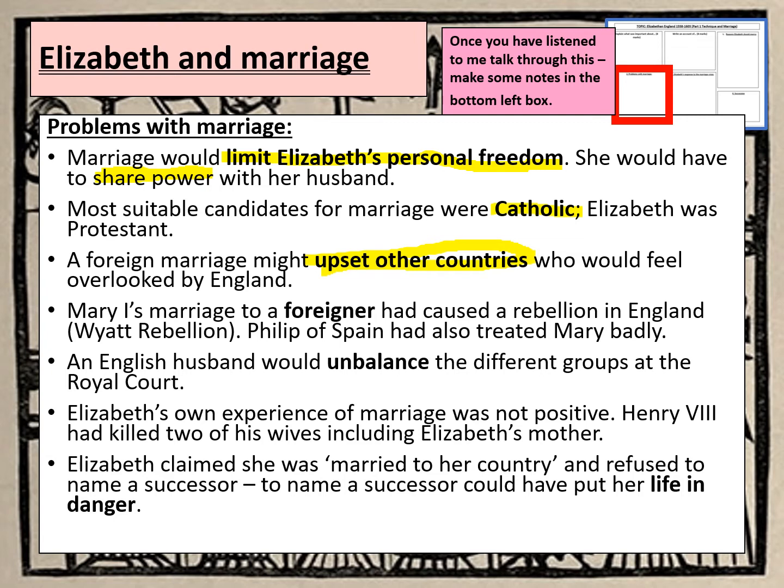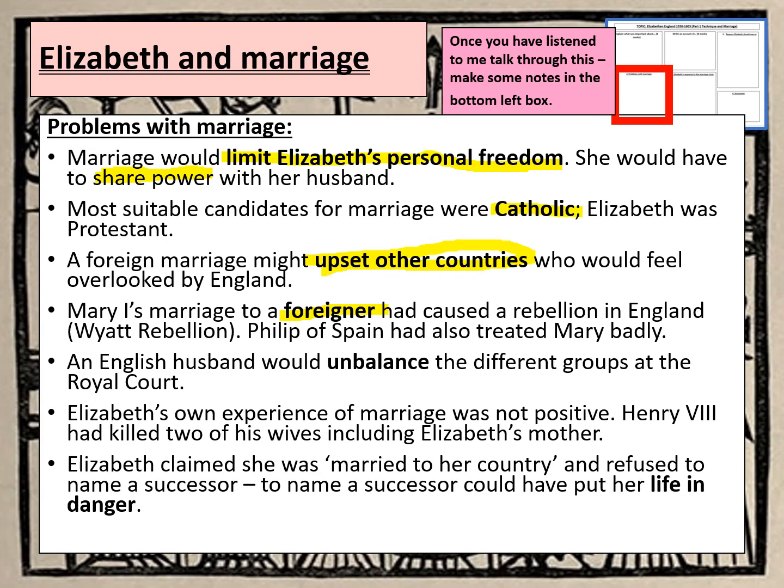Another reason why marriage was going to be a problem was, obviously the country expected her to marry, and they expected her to marry well. But when Mary I had married Philip of Spain, a foreigner, that had caused the Wyatt's rebellion. Philip of Spain was not popular, and he treated Mary badly. He was an absent husband, and therefore the views of the English people on marrying a foreigner weren't very good.